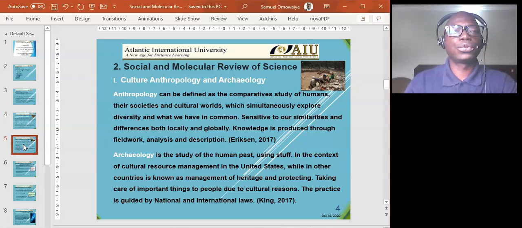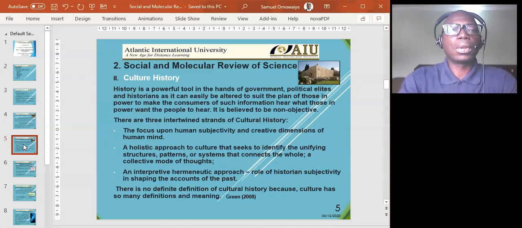So we move on to culture history. History is a powerful tool in the hands of government, political elites, and historians, as it can really be altered to suit the plan of those in power, to make the consumers of such information hear what those in power want the people to hear. It is believed to be non-objective.